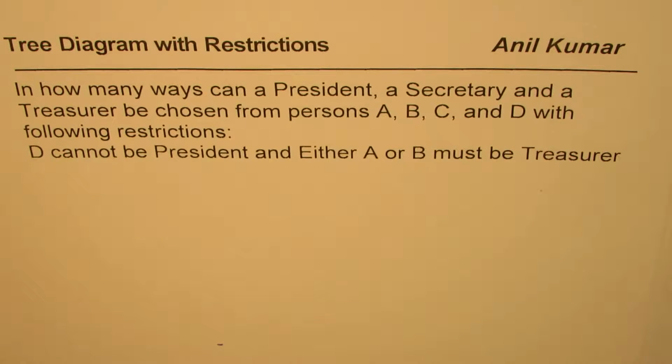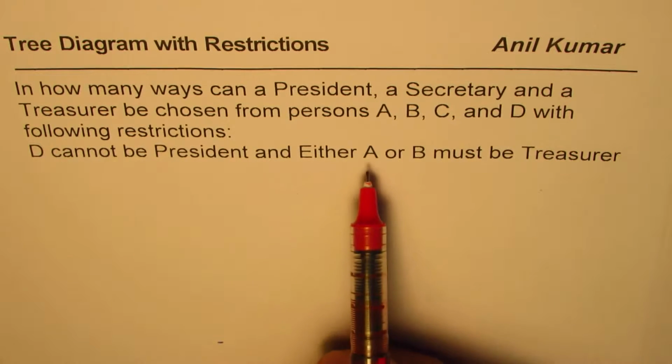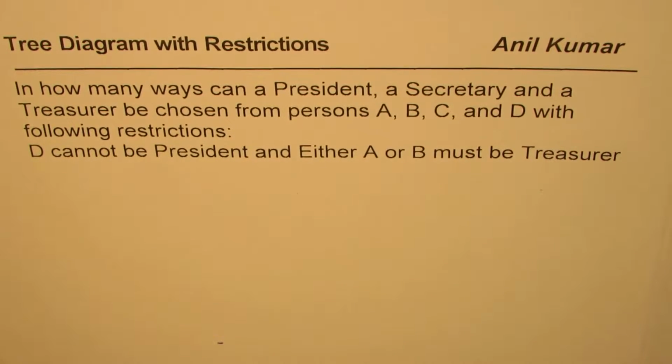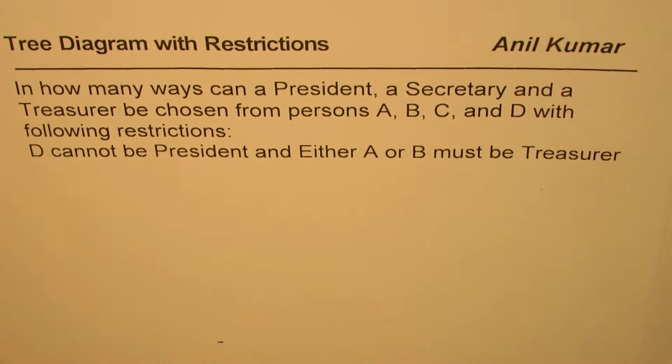We will learn how to represent a tree diagram in a situation where we have some restrictions. The example is, in how many ways can a president, a secretary, and a treasurer be chosen from persons A, B, C, and D with the following restrictions? The restrictions are that D cannot be president and either A or B must be treasurer. So that is the restriction for us. You need to make a tree diagram to find the number of possible ways, right? This is a very interesting question from counting principles. You can pause the video, copy the question, answer, and then look into my suggestions.